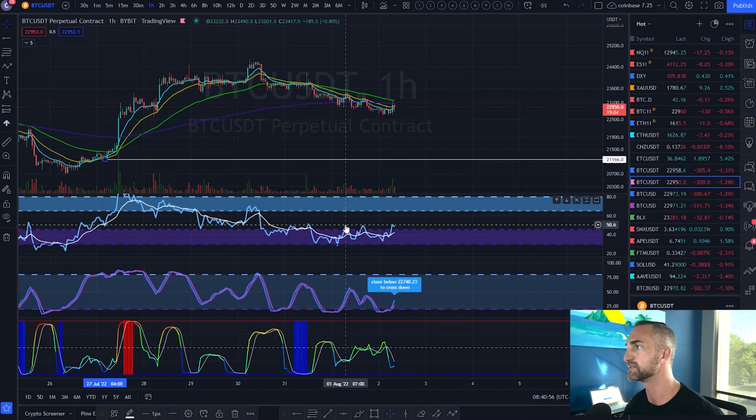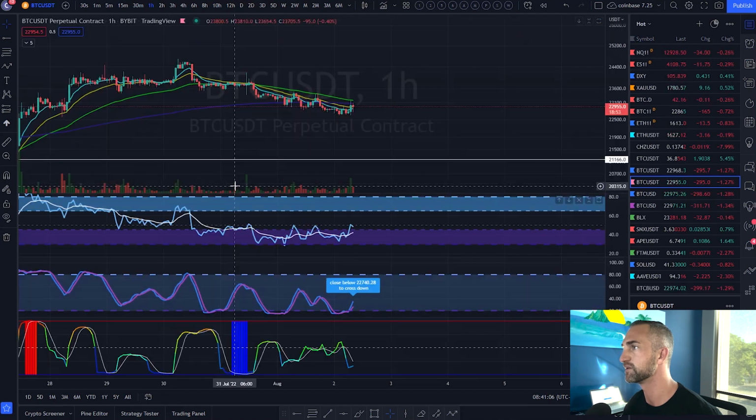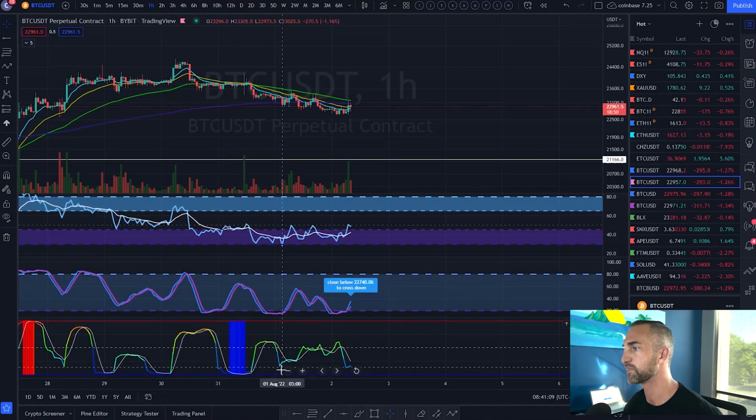Let's see if there's any divergences between these points. We are putting in our first drive of bearish divergence coming back from this point right here and this point right here. So let's just mark these off just for kicks here.